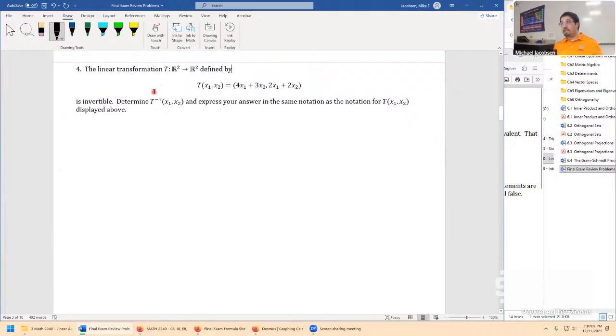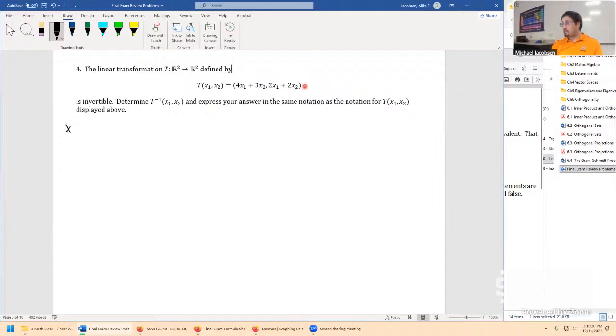So we want to determine the inverse, T inverse x1, x2, express our answer in the same notation the original mapping was given. That last part isn't worth a lot of credit. If this is, say, a 5-point problem, that last part's 1 point. But it's still important because it's important to just be familiar with the different notations that these mappings can be presented in. So to start this out, I'm actually going to unpack the notation and just write it in the way we're more used to seeing it.